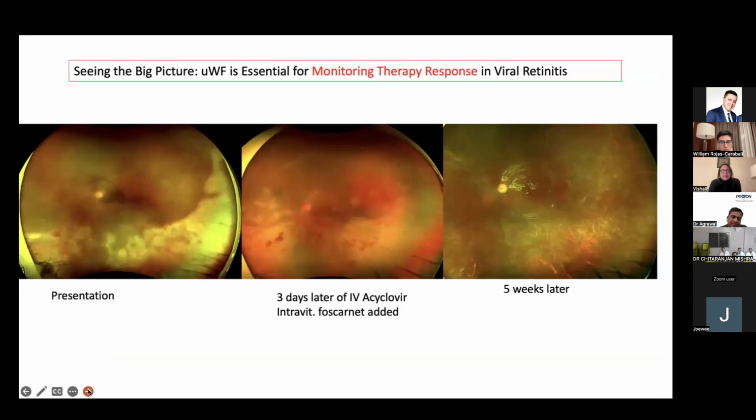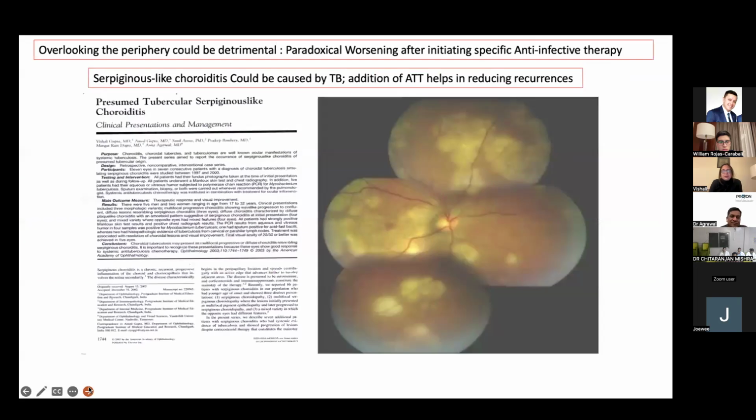So seeing the big picture on ultra-wide field is essential for monitoring therapeutic response. And you can see this is a patient at presentation. The middle picture is 3 days of IV acyclovir, where we knew the patient needed something additional. So the patient received intravitreal foscarnet, and I'm jumping on to 5 weeks, but in my practice, I monitor these patients with ARN daily on ultra-wide field.